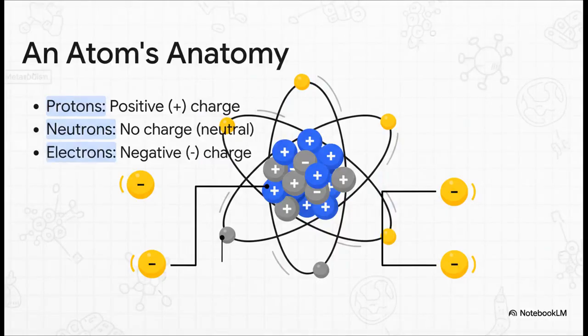But what's really amazing is that the blueprint for an atom is super simple. Right at the core, you've got the nucleus, which is made of positively charged protons and neutral neutrons. And then, buzzing all around the outside, you have these tiny, negatively charged electrons. And that's it. Seriously, that's the basic recipe for everything in the universe.